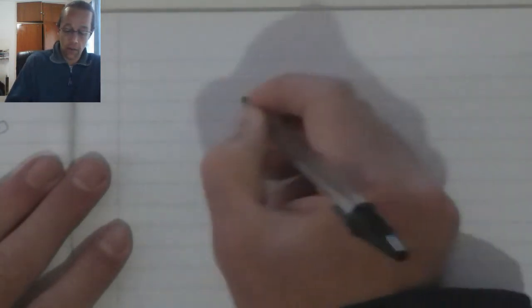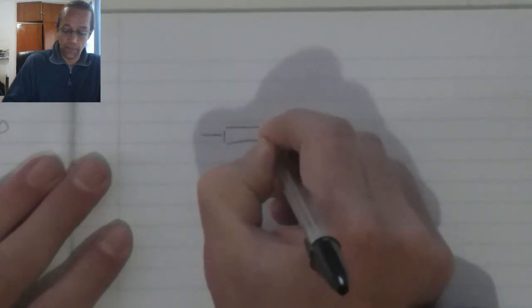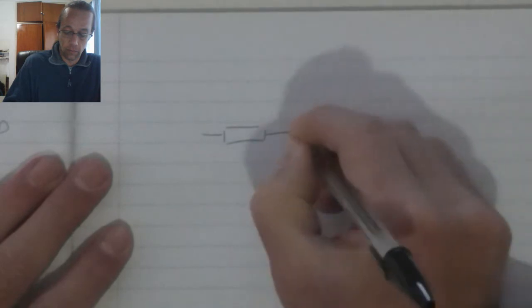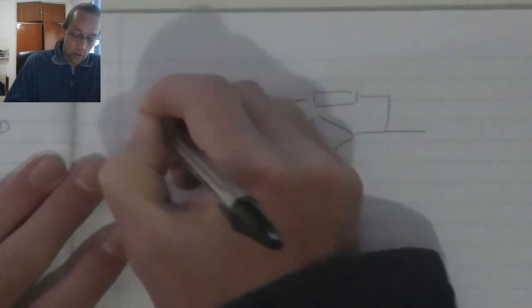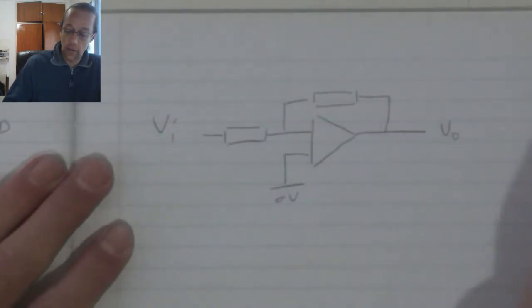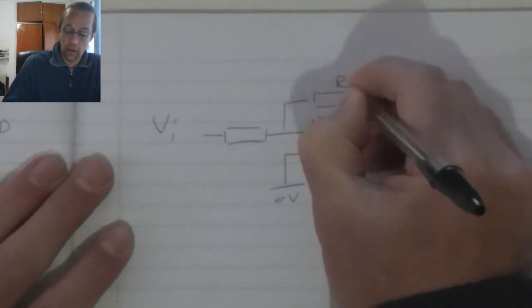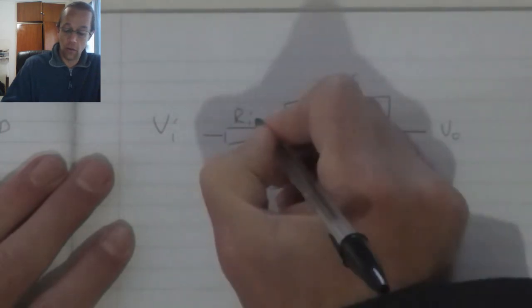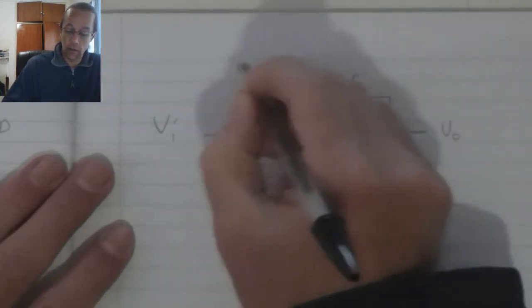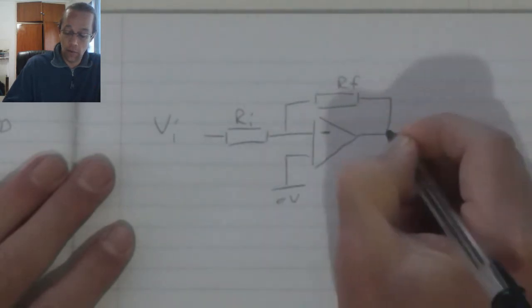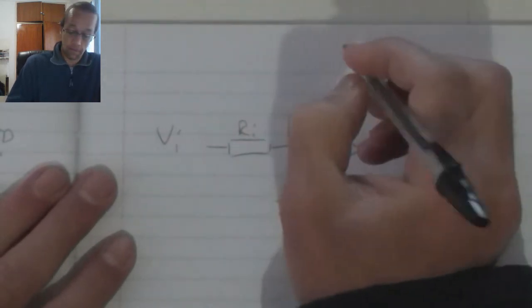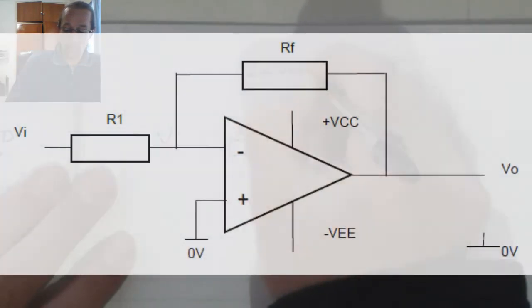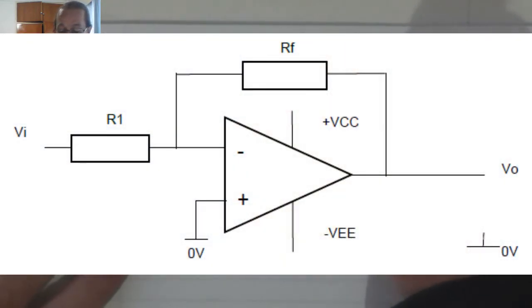Now, when we take what we've just learned and we apply it to the following circuit, I've got input voltage and my output voltage. There I've got my feedback resistor, and we're going to call this resistor N, or resistor 1. And if we make that the inverting input and that the non-inverting input, this circuit is now known as my inverting amplifier.